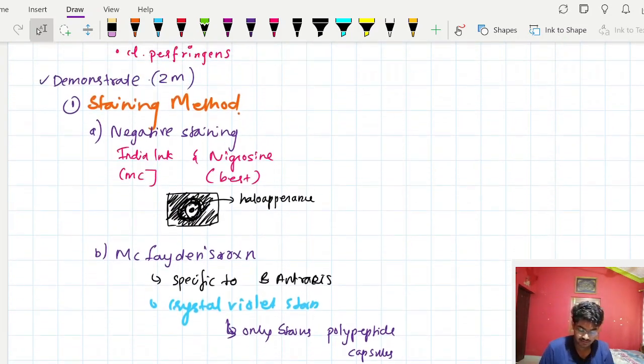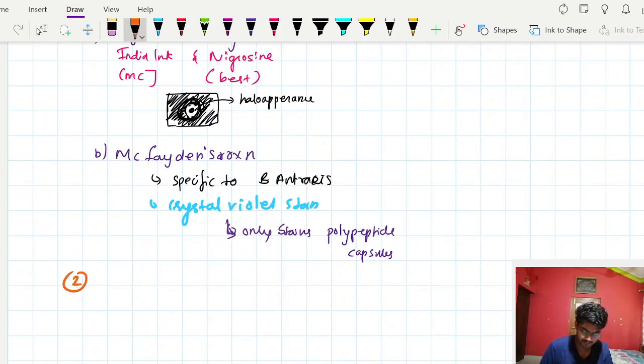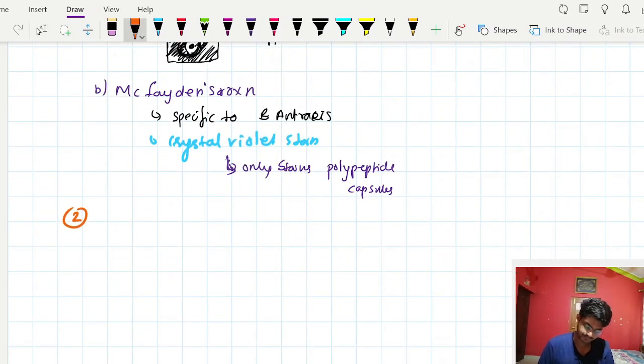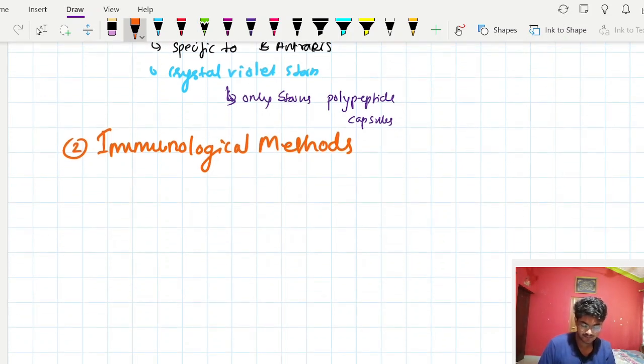Then the next demonstration technique other than the staining method is our immunological method. There are two types of immunological methods. Immunology is related to antigen and antibody, right? So we already said capsule acts as an antigen, that is the virulent factor. So we demonstrate those antigens by immunological methods. There are two types of immunological reactions that we use.